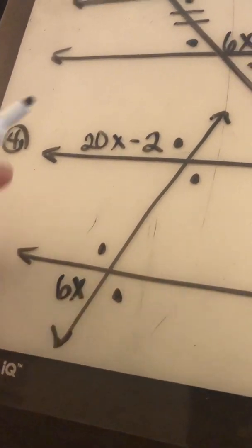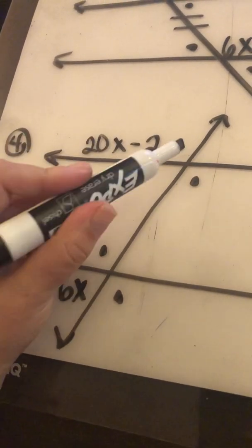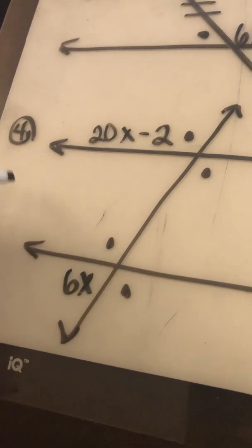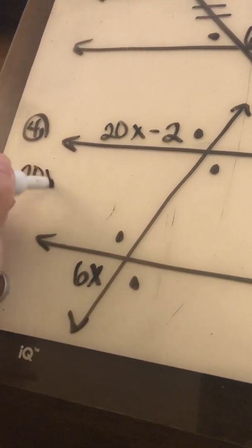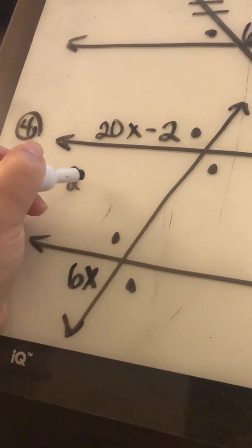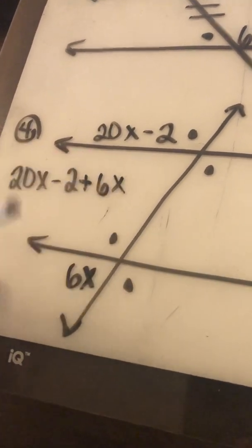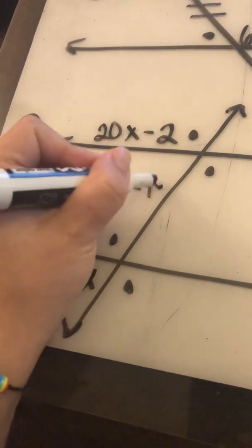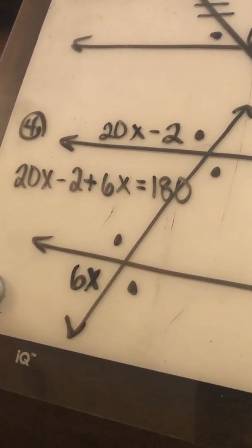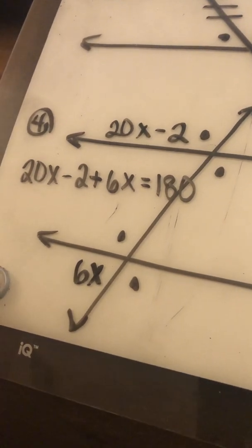All right, so now I see that this angle up on the top has a dot, and this angle over here does not. So that means that these are going to be supplementary. So for this one, number 4, your equation should be the top angle plus the bottom angle equals 180. Okay, these are just exterior angles with no other relationships, so they are supplementary to each other.